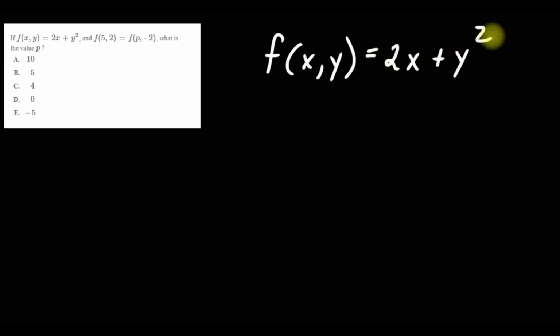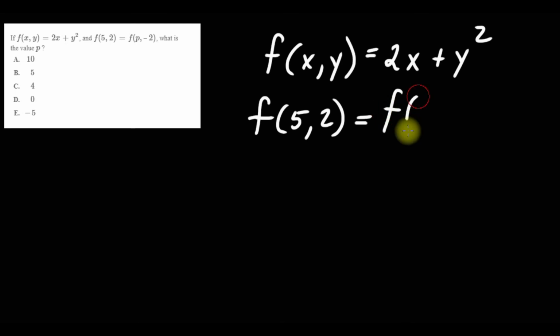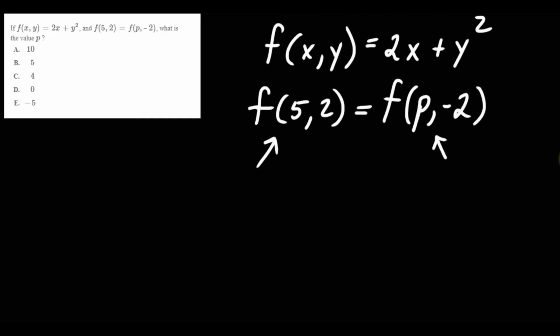So we're given f of x y to be 2x plus y squared, and f of 5, 2 is the same as f of p, negative 2. Here you would have to find what f of 5, 2 is, and then find what f of p, negative 2 is, and then set them equal to each other and solve for p. So it's just a lot of plugging in here.